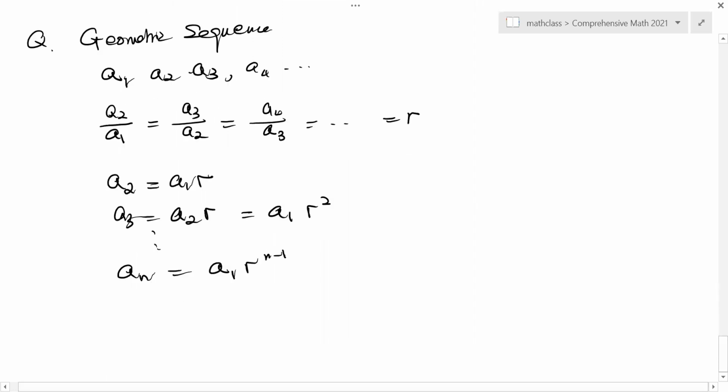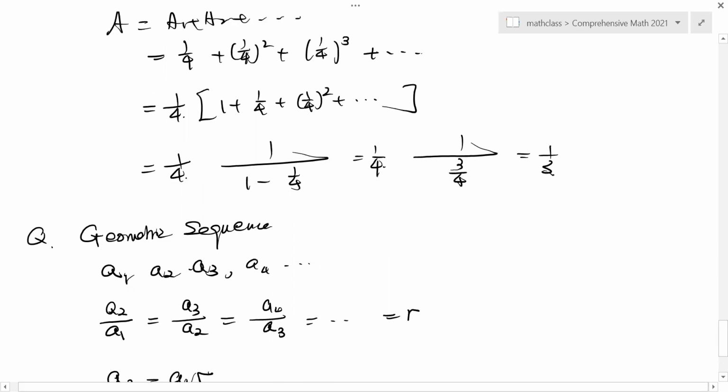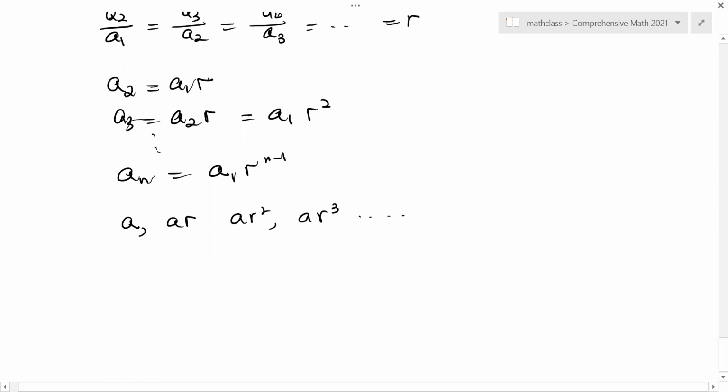So a geometric sequence can also be written in this form: A, AR, AR squared, AR cubed, and so on. So when we say this is a geometric sequence, it means it's always like that. Why is it called geometric sequence? This is really coming from some geometric problems above, right? As you can see.